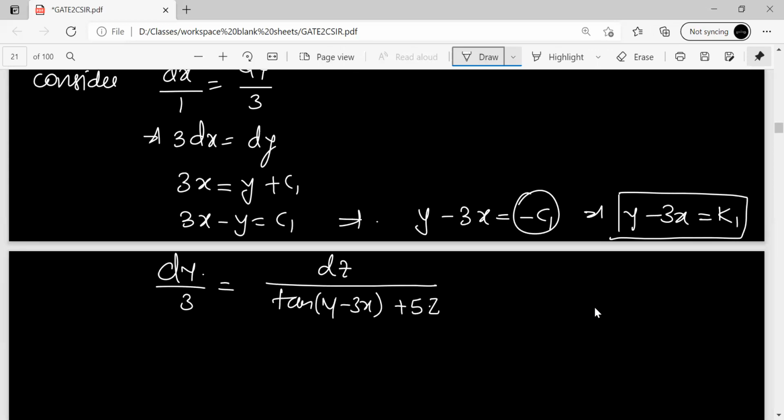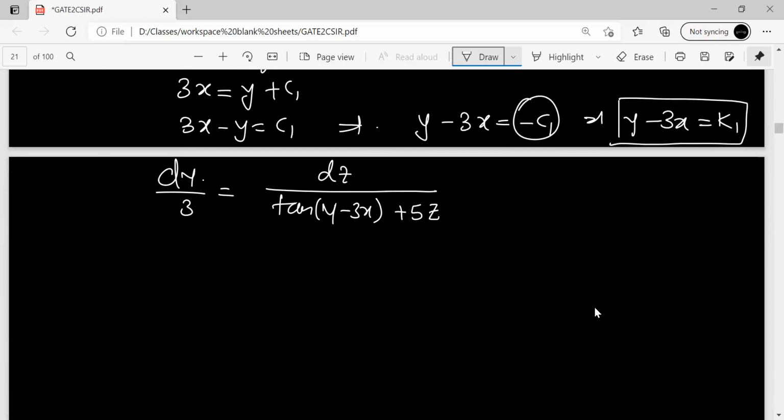Now here comes the tragedy, because for the variable separable method, the terms should only be a function of y and a function of x only while integrating. Here that is not the case, because the first part has no problem. Its first term, dy over 3, has no issues. But what about this dz over 5z? What are this y and x doing? That's why I recommended that y minus 3x should be taken as k1. So this part now will become k1.